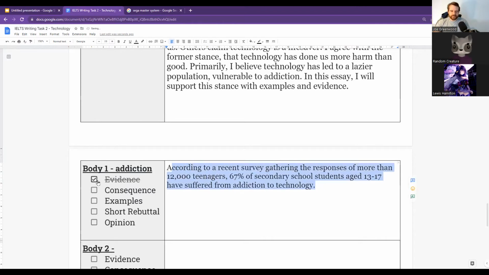This is my evidence. Now, it's not true, but it's fine because in your IELTS you cannot Google, so you have to make something up that sounds reasonable, and I think it sounds reasonable enough. What's the consequence of this? Do you remember the consequence?